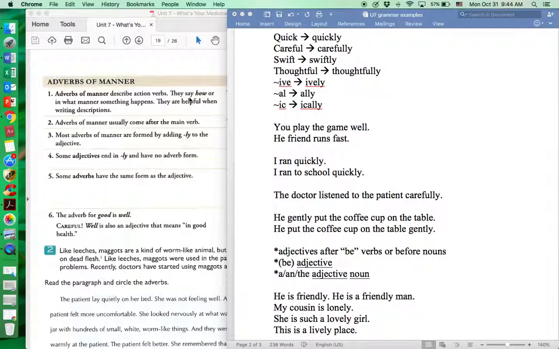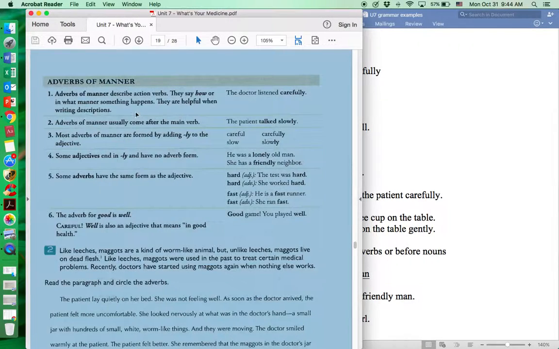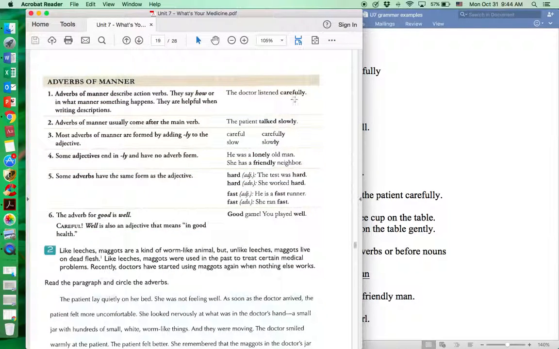Right? So again, they describe action verbs. They say how or in what manner something happens. They're helpful when writing descriptions. Here's the first example. The doctor listened carefully. Okay, what else do they do? They come after the main verb. That's where they come in the sentence, right?